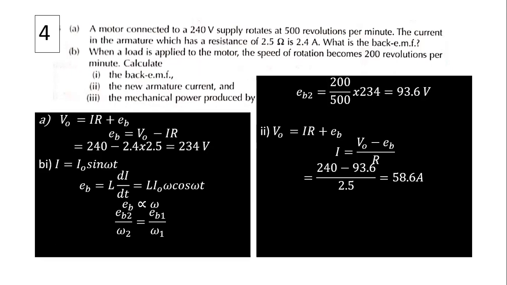Okay, how to calculate the mechanical power produced? Yeah, how to calculate? Mechanical power produced. What formula to use? IE. I times EB. I times EB. Put in your values, your I, your EB, and calculate out. Okay. Any comment? Okay. If not, let's carry on.